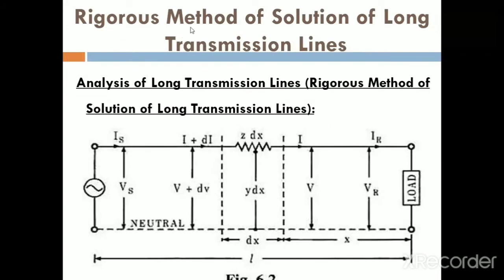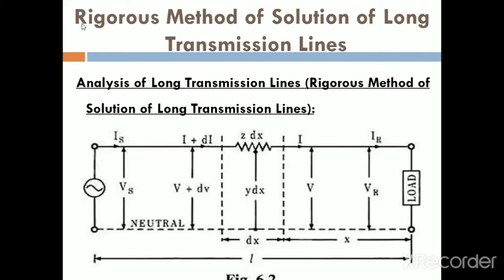By using this rigorous method we calculate the performance of this long transmission line. The rigorous method means that we consider a small length dx. By considering the small length dx, we calculate the effect of those parameters, and then overall we integrate that effect, and then we calculate the overall efficiency and regulation, and also the ABCD constants for that transmission line easily. The total overall calculation is considered the rigorous method.